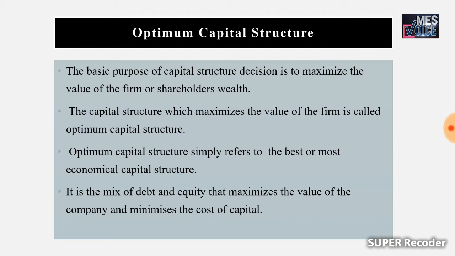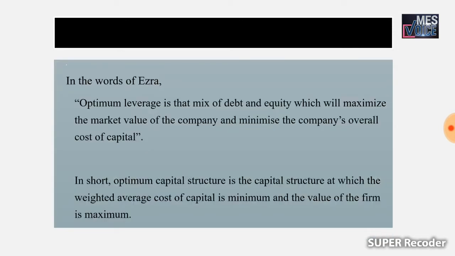In simple words, it is the mix of debt and equity that maximizes the value of the company and minimizes the cost of capital. In the words of Solomon Ezra, optimum leverage is that mix of debt and equity which maximizes the market value of the company and minimizes the company's overall cost of capital. Overall cost of capital means weighted average cost of capital. So, an optimum capital structure is one at which the overall cost of capital, or weighted average cost of capital, is a minimum and the value of the firm is maximum.